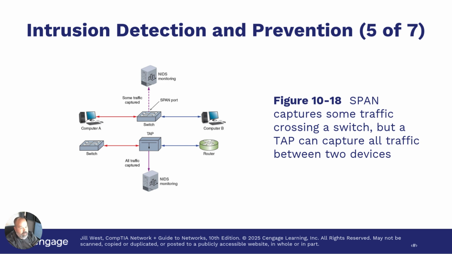Here's another diagram or a graphic, kind of a visual comparison. We've got SPAN capturing some traffic crossing a switch, like taking snapshots of cars passing by. But a tap captures everything between two specific devices, like recording every single bit of a phone conversation. The tap is more thorough, but also more focused. So you basically choose your surveillance style.